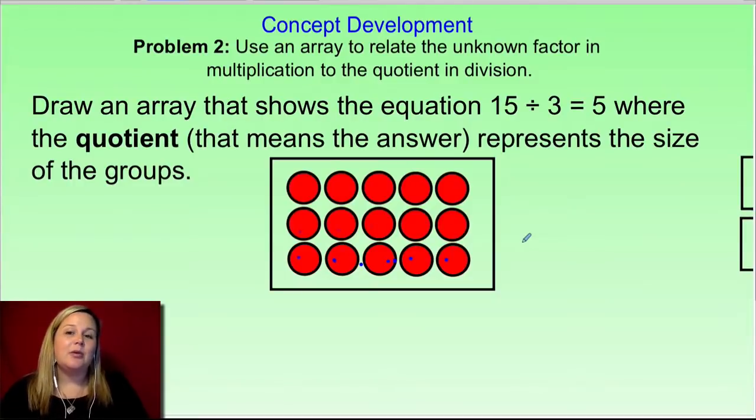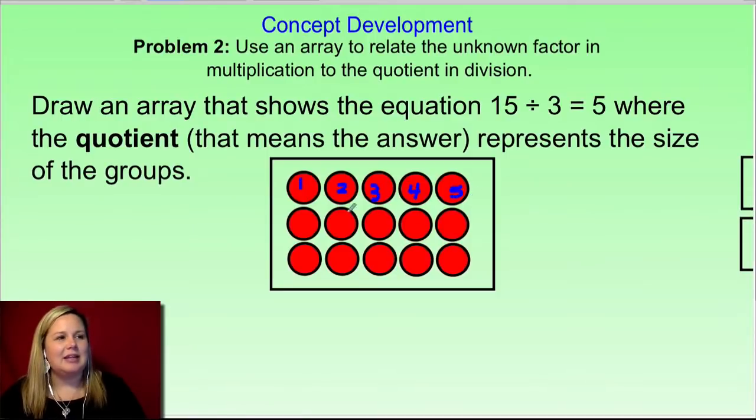Okay, we talked about where the quotient, which was 5 in our problem, had to represent the size of the groups. So let's make sure each group has 5. 1, 2, 3, 4, 5. And I can tell because I lined them all up nice and neat that each one of my rows has 5. Okay, so let's look at a division and a multiplication equation for this array.